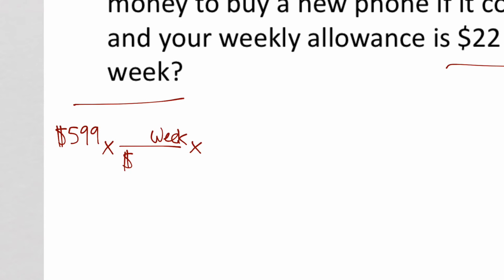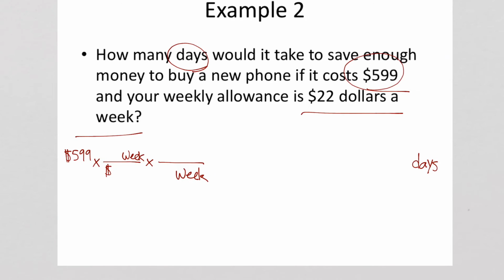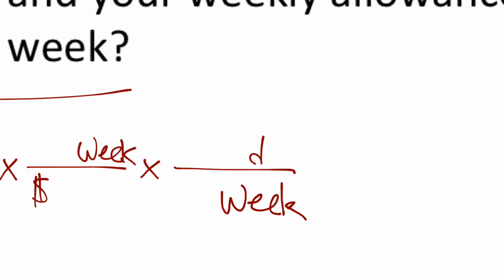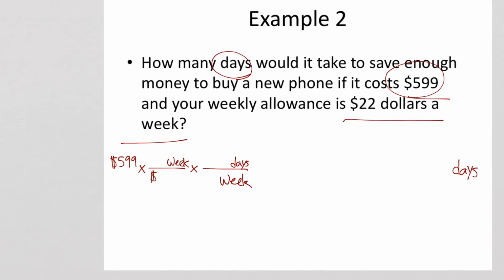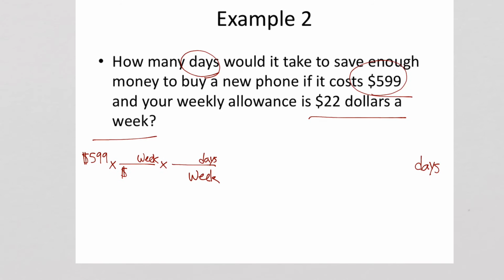So again, I'll write a new conversion factor. Whatever unit is on top needs to go on the bottom. Now, how can I relate weeks to days? Do I know a relationship between that? Hopefully by now you should. And so you can see I can set up all of my units to where money cancels, weeks are going to cancel, leaving me only in days, which is what I'm trying to find.